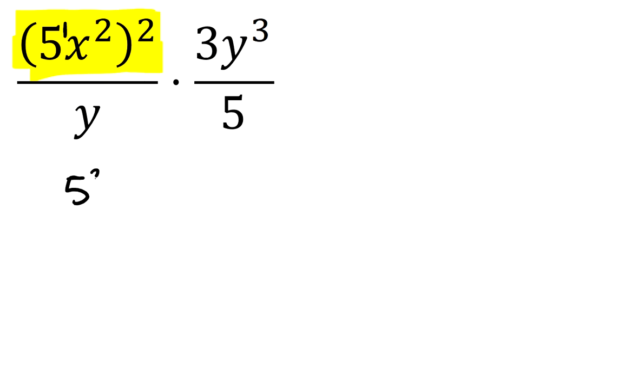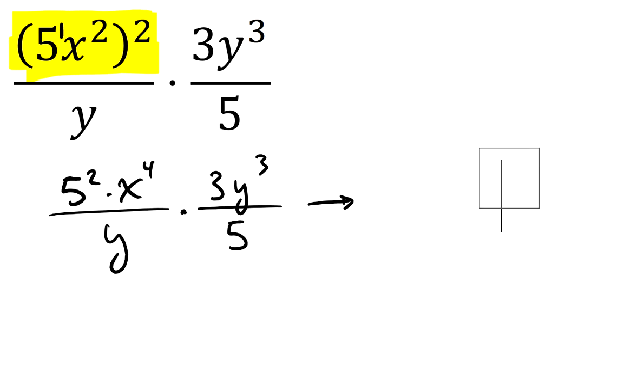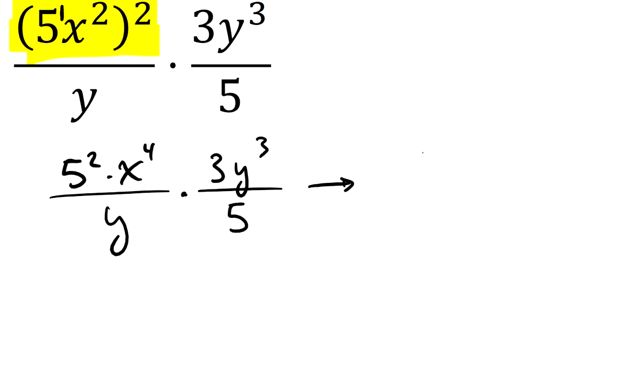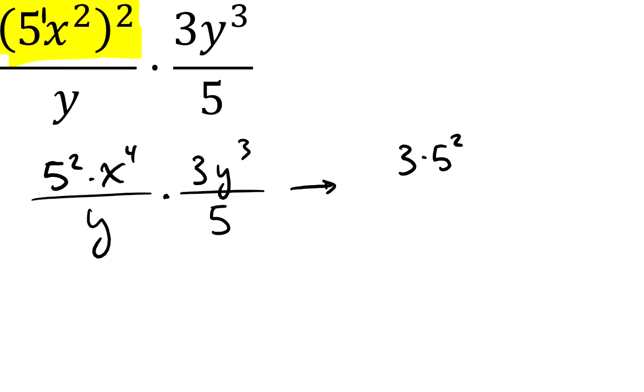So this will become a 5 squared times x to the 4th power over y, and I'm multiplying that by 3y to the 3rd over 5. And of course when we multiply a fraction times a fraction, it's numerator times numerator over denominator times denominator. So I'm just going to rearrange a couple things here. So I'm going to write this as 3 times 5 squared, and I could write it as 25, but there's a common factor of 5 I want to cancel out in a minute. Then I've got my x to the 4th, and I've got my y to the 3rd.